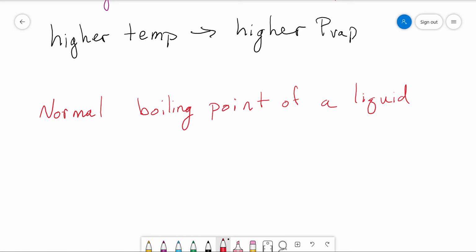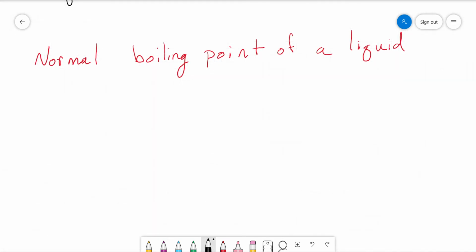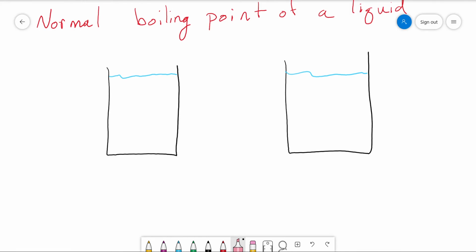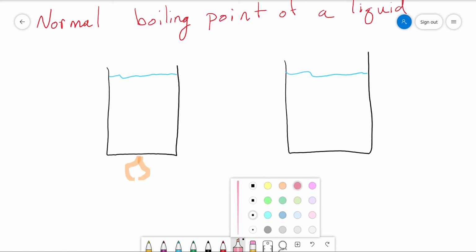Now I can't think. Anyway, normal boiling point of a liquid. So let's just talk about water because it's obviously what everybody knows. And you can do this at home next time you make top ramen. Let's just take 2 beakers. It could be a pot, doesn't matter. Put some water in there. And we're going to put a flame under them. Okay? We're going to put kind of a low flame under this one. And then under the other one, we're going to have a hot, higher flame.